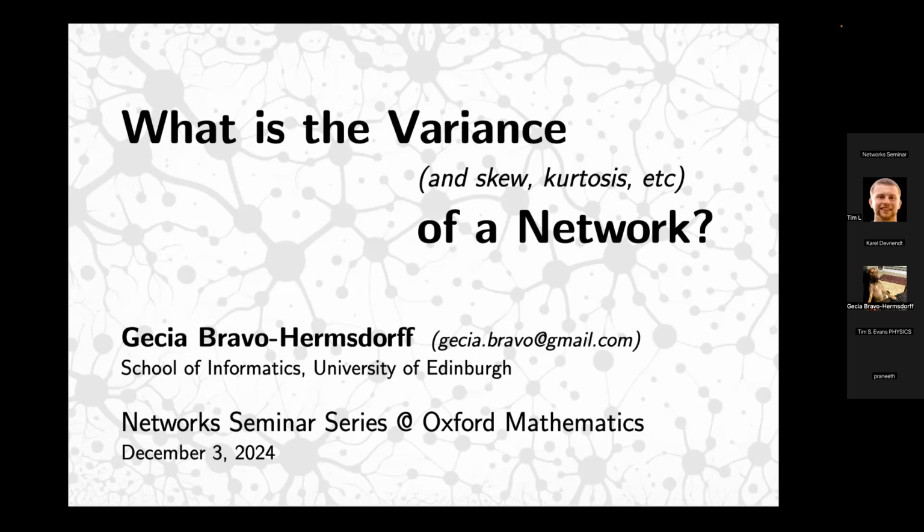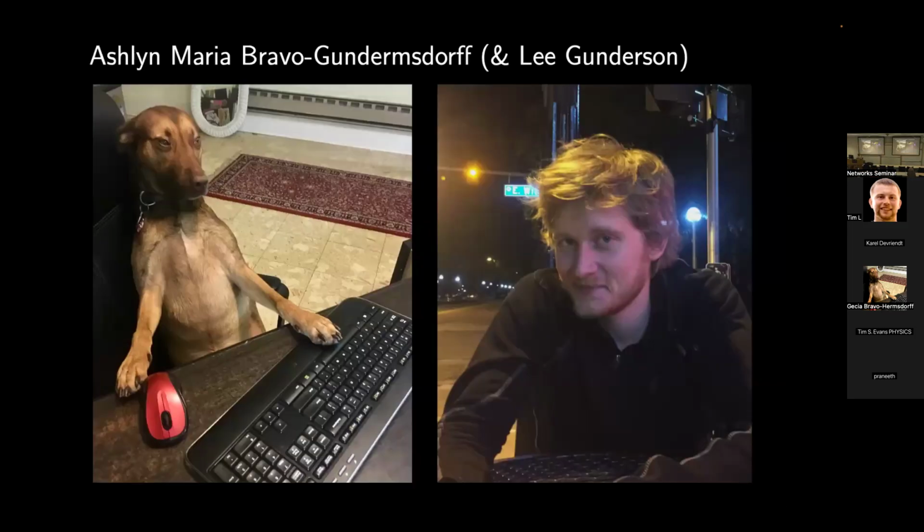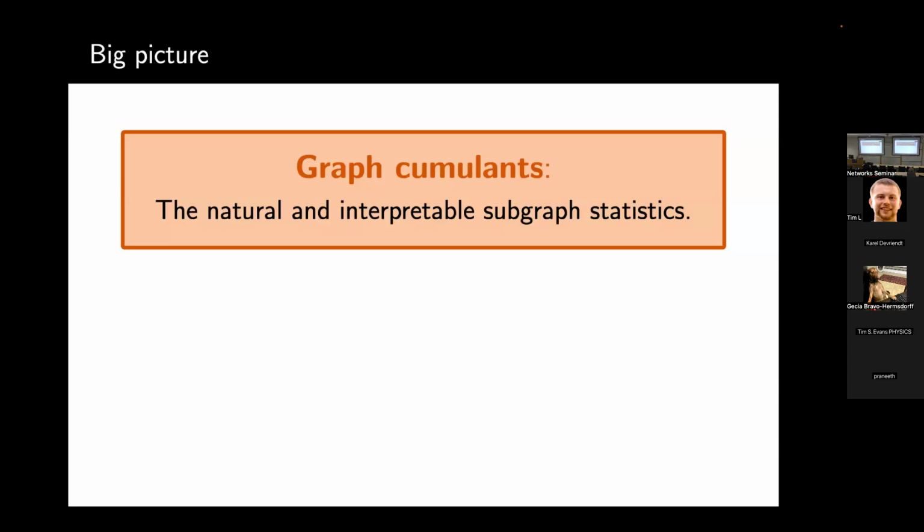Okay, so the topic is graph cumulants, and they are the answer to the question in my title: what's the variance and skewness of a network? So they are subgraph statistics that are very dear to my heart, maybe because the first ones to come up with them were me and my husband, under the supervision of our dog, while we were avoiding writing our PhD dissertations. So that was fun.